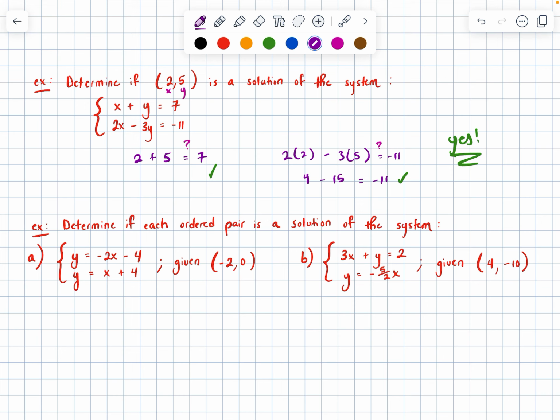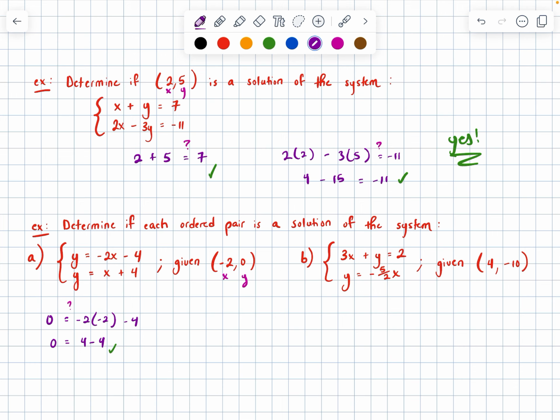Alrighty, so for our first one, y equals negative 2x minus 4, y equals x plus 4. If I want to check if negative 2, 0 is a solution, all I need to do is substitute. So for my first one, I'm going to take y, which is equal to 0, is equal to negative 2 times x, which is negative 2, minus 4. I want to check, is this a solution? So on the right, negative 2 times negative 2 is 4. 4 minus 4 is indeed equal to 0. So it works for our first one.